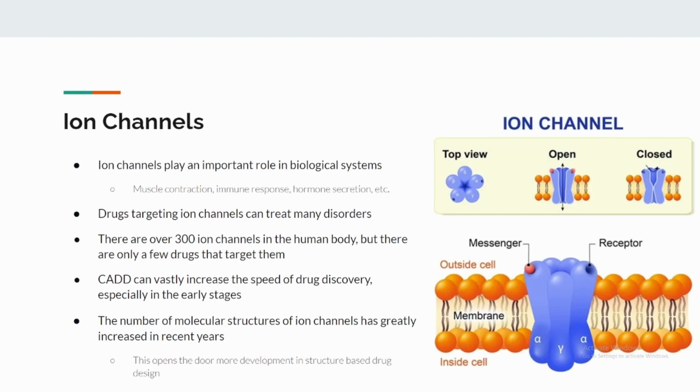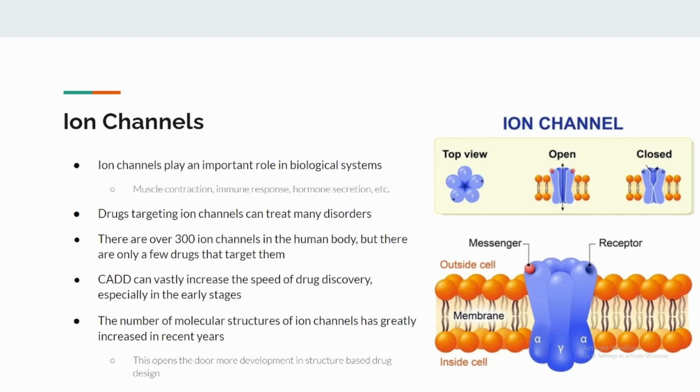And there are over 300 different ion channels in the human body, but there are very few drugs that specifically target the ion channels. And so if we were able to get more drugs to treat more of them and more issues with them, that will open so many more doors for treatment of diseases we find to be currently incurable because they are caused by a part of the body we cannot treat.